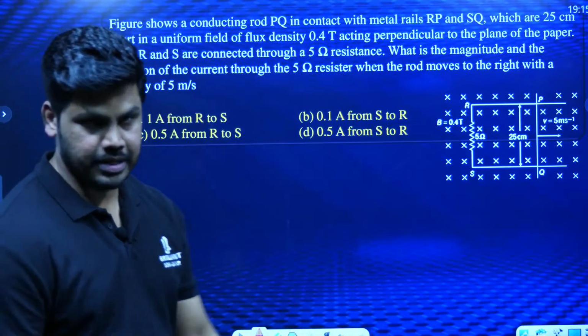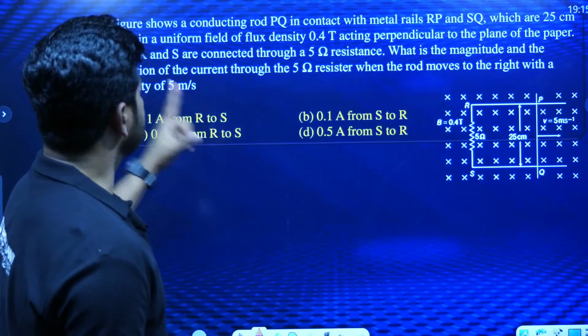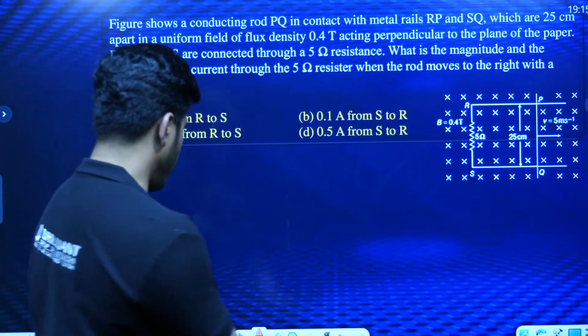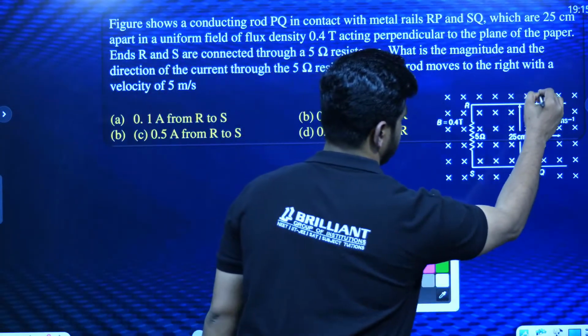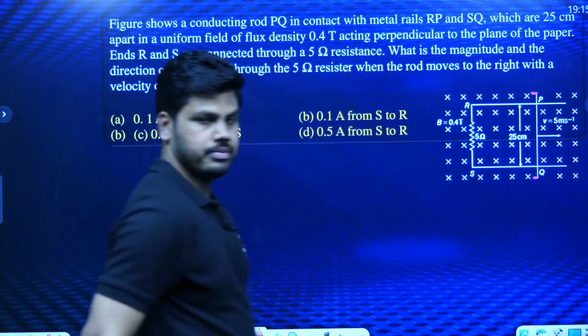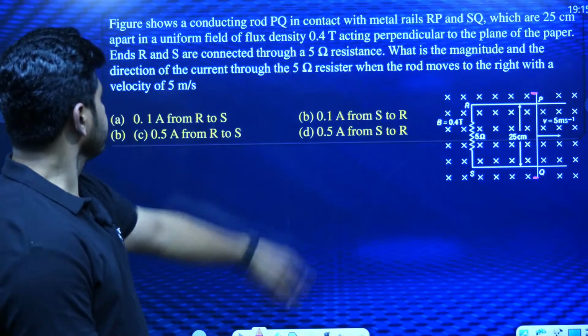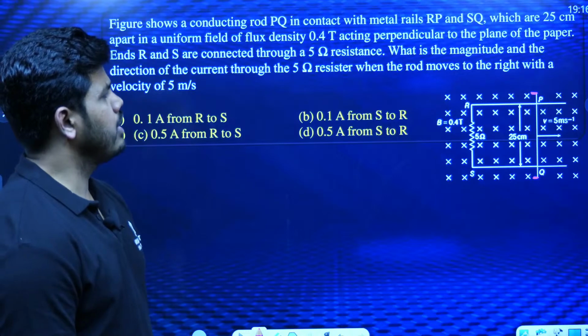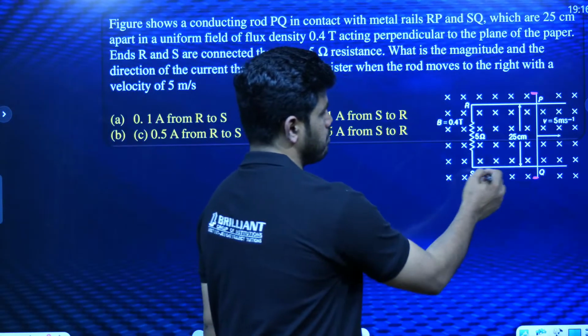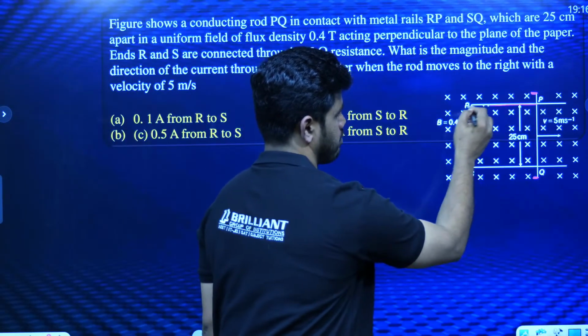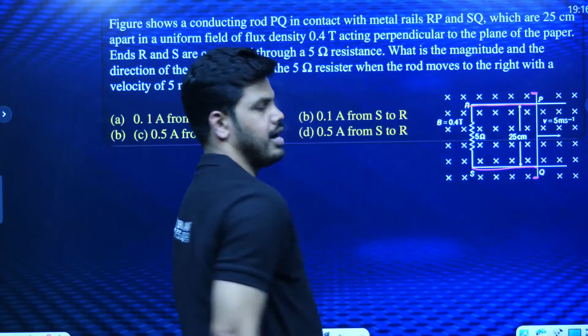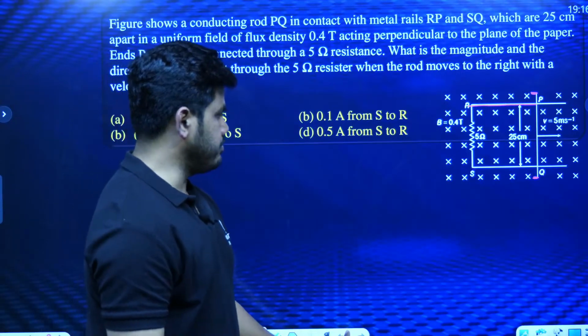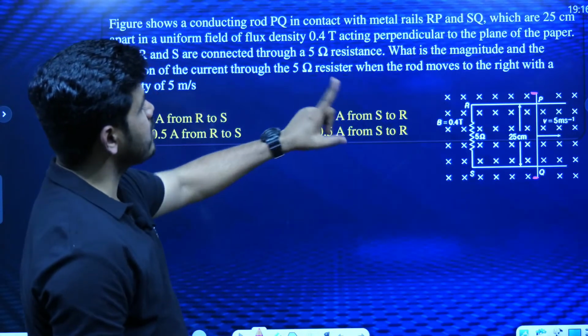Let us go to the question now. Let's see how it is related. Figure shows a conducting rod PQ. I hope you can see the conducting rod. I can just mark it here. This is the PQ they are talking about, the straight conductor, in contact with metal rails RP and SQ. See, this is RP and this is SQ, which are 25.